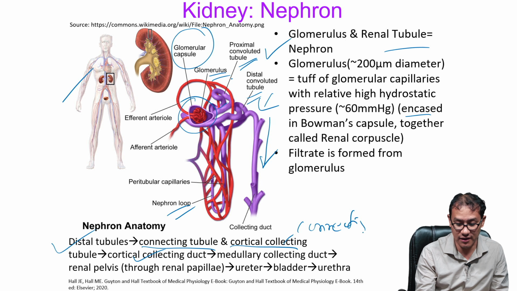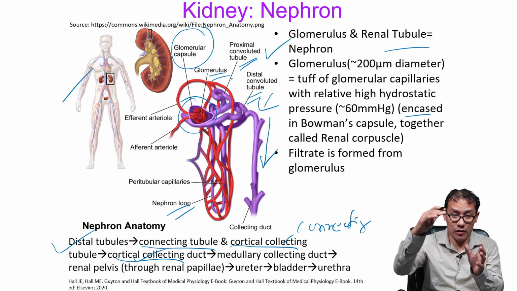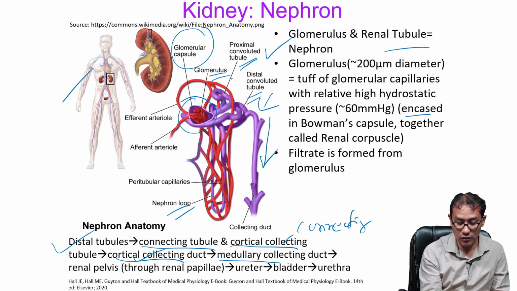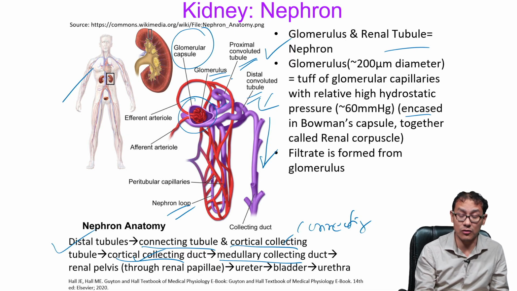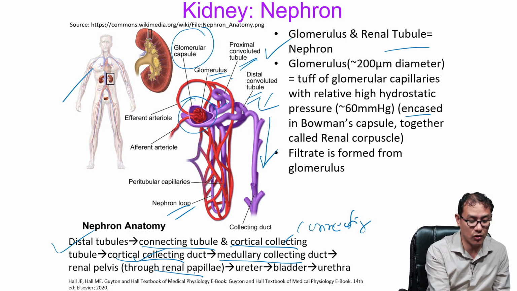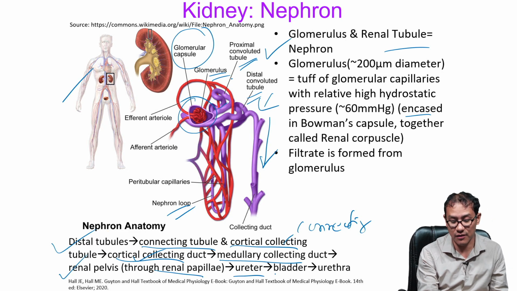The connecting tubule connects to the cortical collecting duct in the cortex, then it drains into the medullary collecting duct, and from the medullary collecting duct through the renal papillae it falls into the renal pelvis, and from the renal pelvis to the ureter, bladder and urethra.